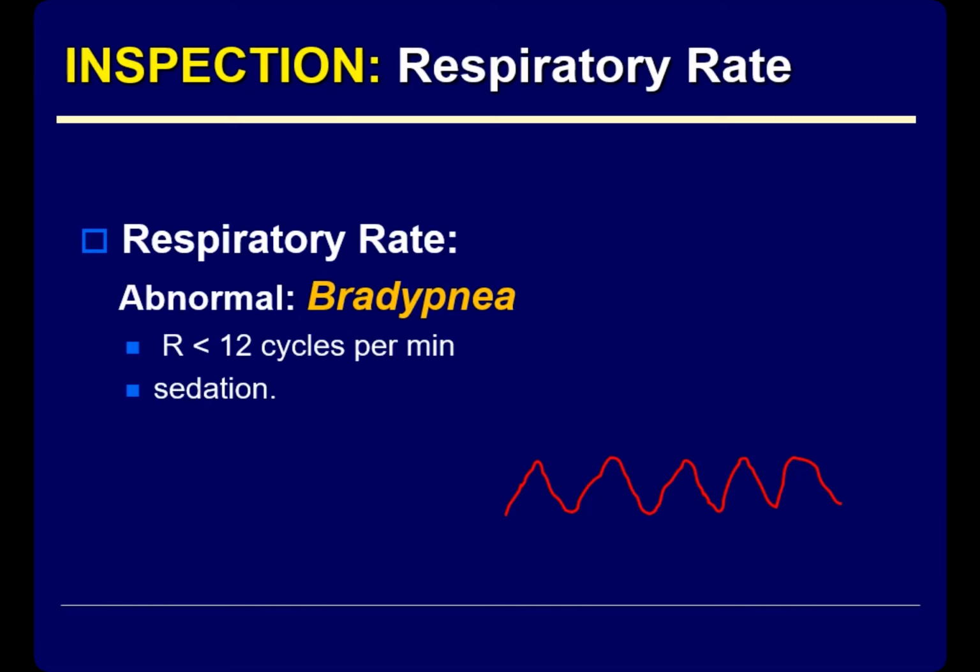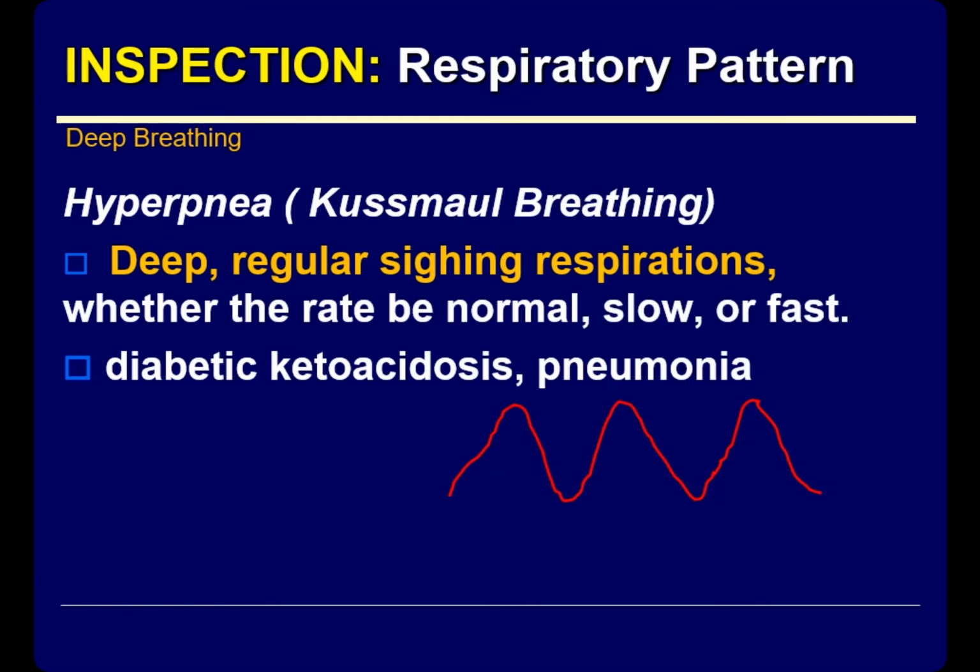The respiratory rate may decrease with sedation. When the rate is less than 12 cycles per minute, it is called bradypnea. Hyperpnea, named Kussmaul breathing, presents with deep, regular sighing respirations. The breath volumes are increased without substantial modification of rate, whether the rate be normal, slow, or fast, as a compensatory mechanism to offset the effect of a metabolic acidosis such as occurs with uncontrolled diabetes. When this occurs, the effort associated with Kussmaul breathing seems to be minimal.